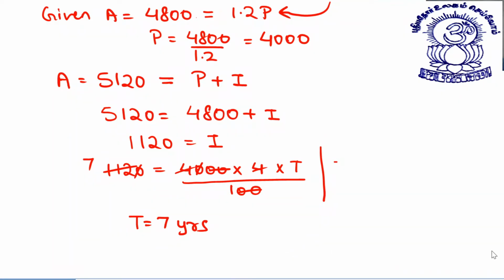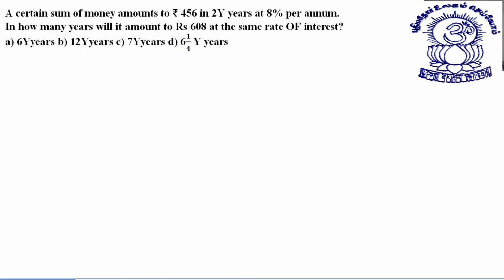Let's move to the next part. A certain sum of money amounts to rupees 456 in 2y years at 8% per annum. In how many years will it amount to rupees 608 at the same rate of interest? See, what is being given to us, dear students? A sum of money amounts to 456 in 2y years. Let's say there is a principal P. To this, I add some interest. This gives me 456. This is my amount.